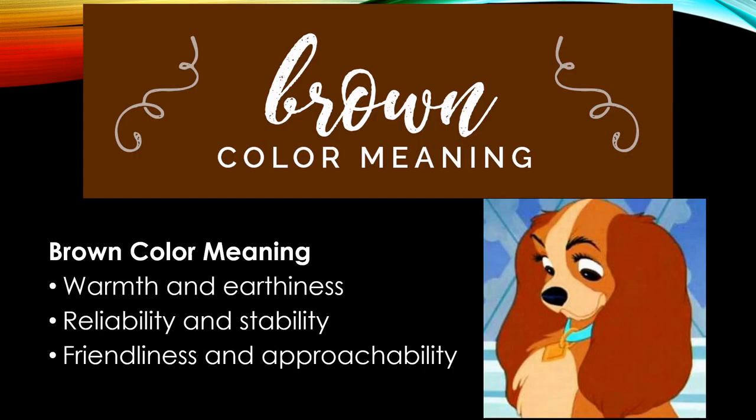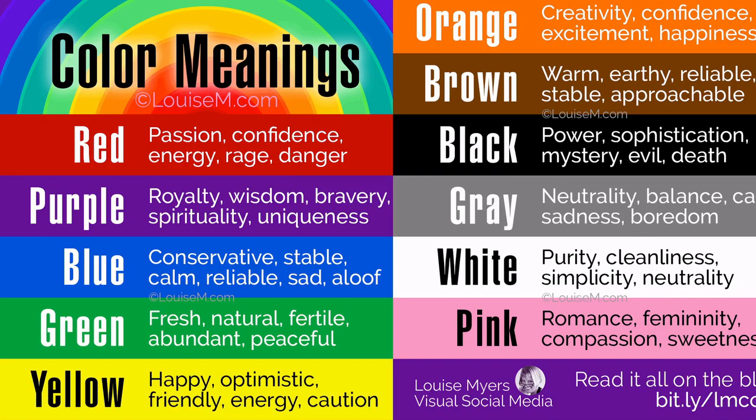And brown, which is going to be the last one we're covering in this video, brown is typically warm, earthiness, it's reliable and stable. It also has a very nice friendly demeanor. So just like Lady from Lady and the Tramp, she is a completely brown character, and that shows every one of these characteristics. Now obviously color meaning can go a lot further than just that. There's lots of different colors, there's lots of different meanings for it, but that was the synopsis of color meaning.